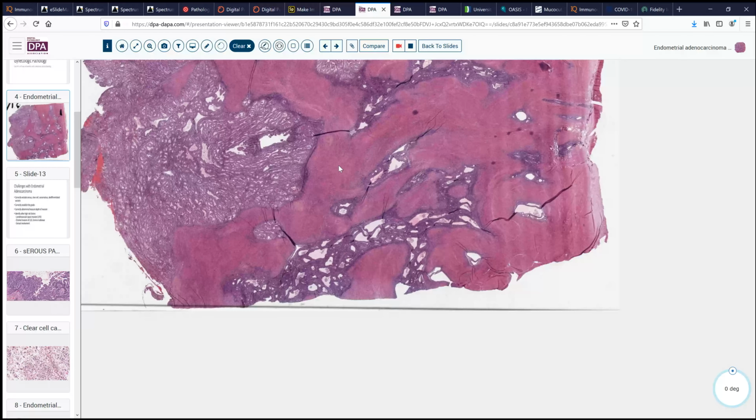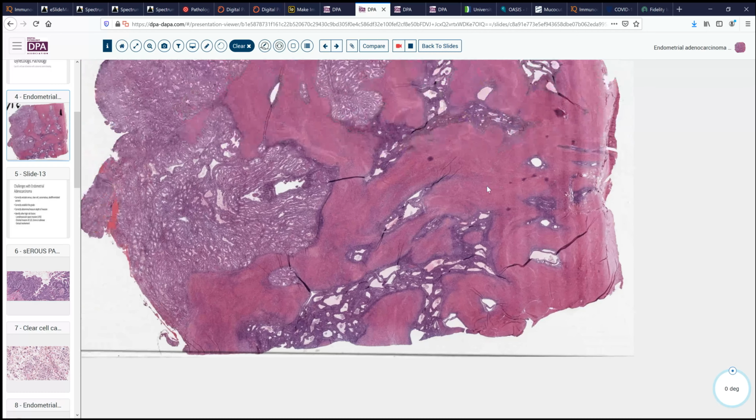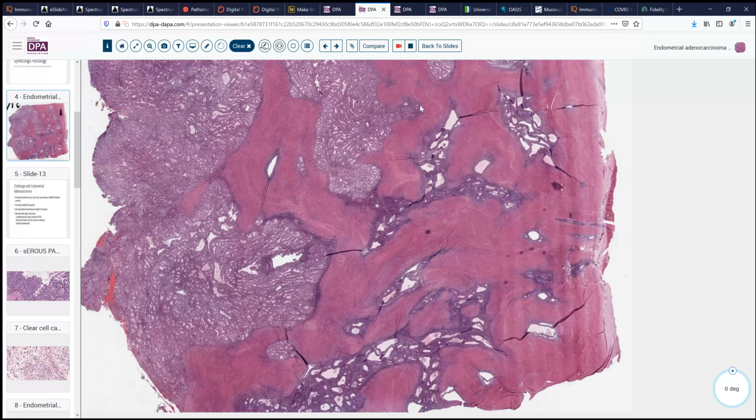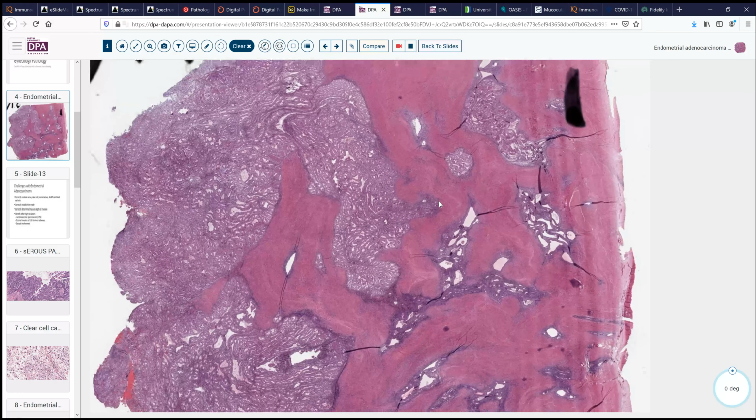Now, if this were only a small amount of adenomyosis, this would be much harder, and we would have to be very alert for these rare glands. But since we have such pronounced adenomyosis elsewhere, it's easier to detect. So this case illustrates some of the challenges with properly grading and staging endometrial adenocarcinomas.